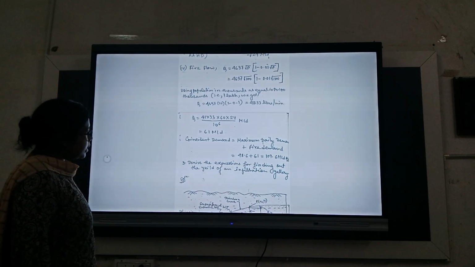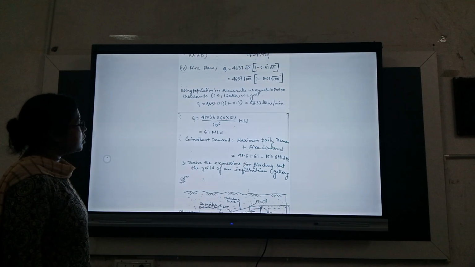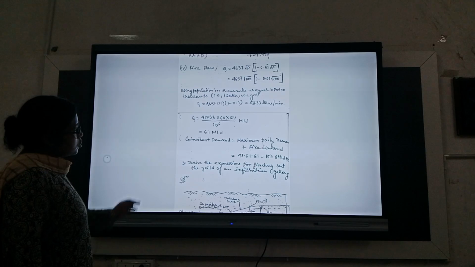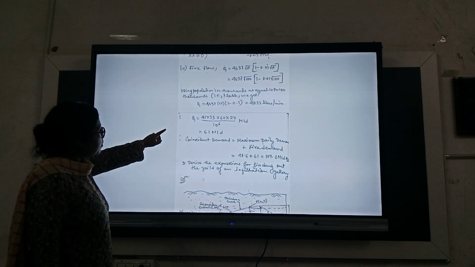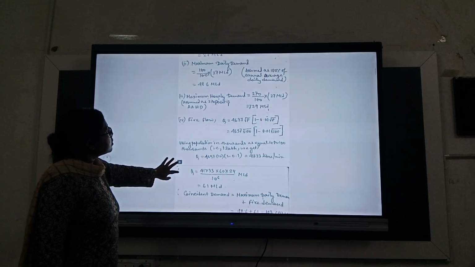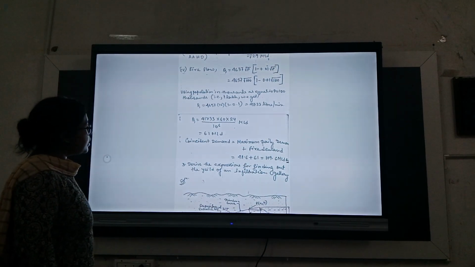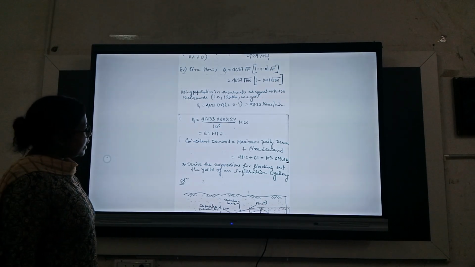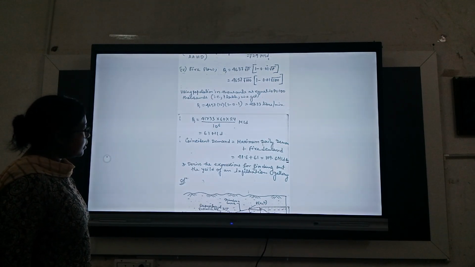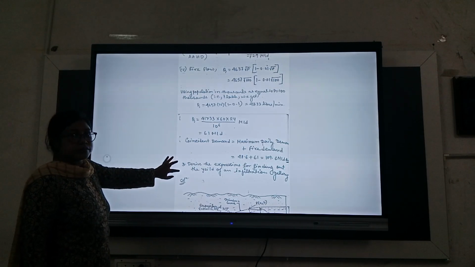Last is the coincident demand, which is the maximum daily demand plus the fire demand or fire flow. We have got the maximum daily demand as 48.6 earlier. So 48.6 plus our 61 MLD, that is the fire demand. So we are getting coincident demand as 109.6 MLD, million liters per day.